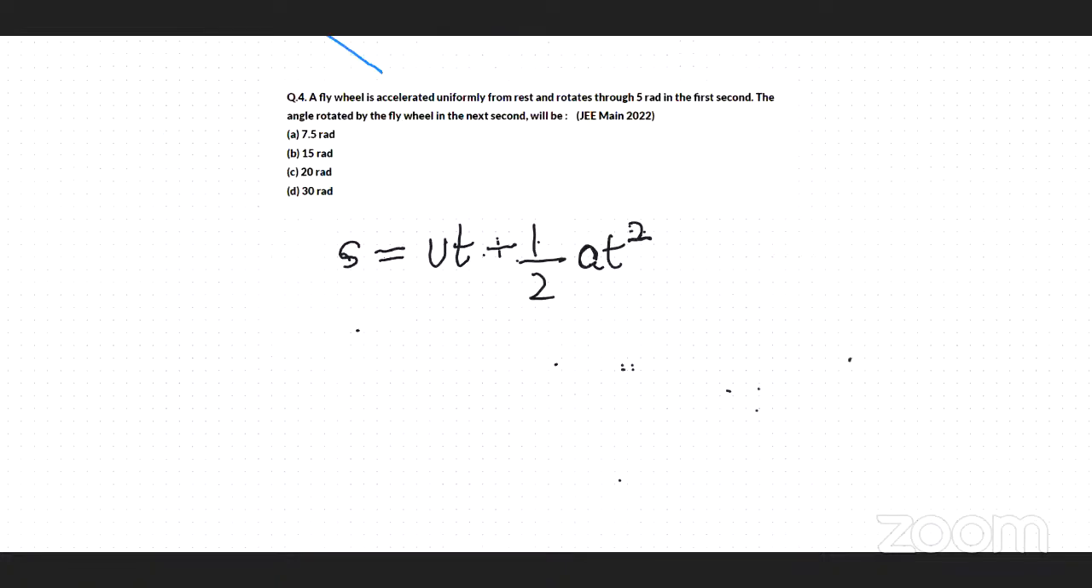ठीक है, अच्छा, so you're writing theta. Theta is equal to, समझ गया मैं what you're doing, okay, not bad.